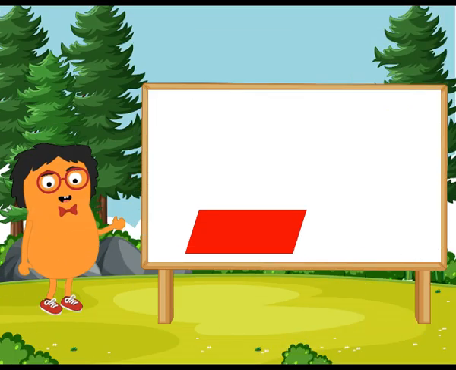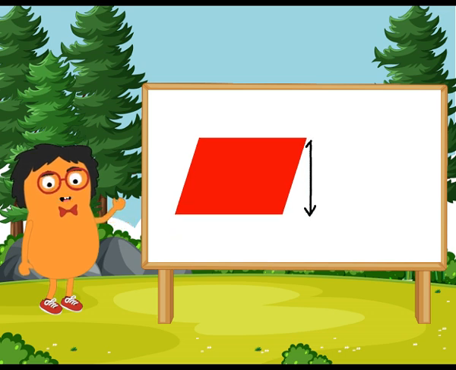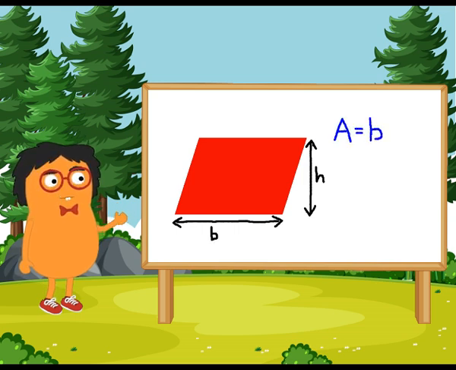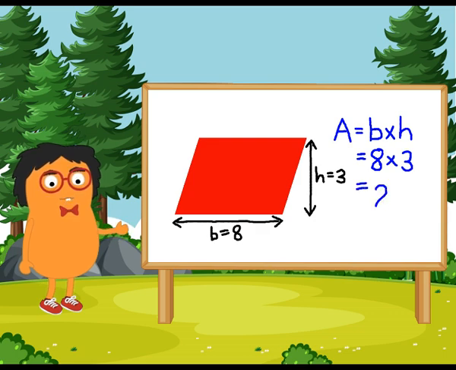Next is the parallelogram. The area of a parallelogram is found by multiplying its base by its height, similar to the rectangle, but here the height is the perpendicular distance from the base to the opposite side. So, if the base is 8 units and the height is 3 units, the area would be 8 times 3, which equals 24 square units.